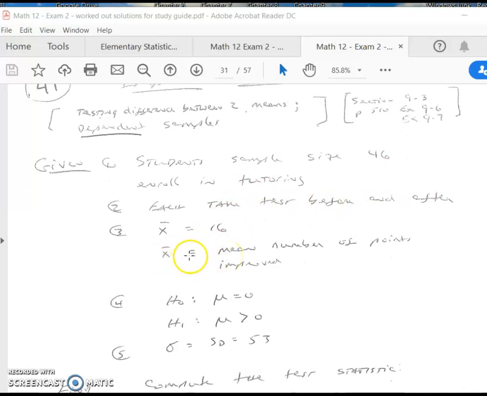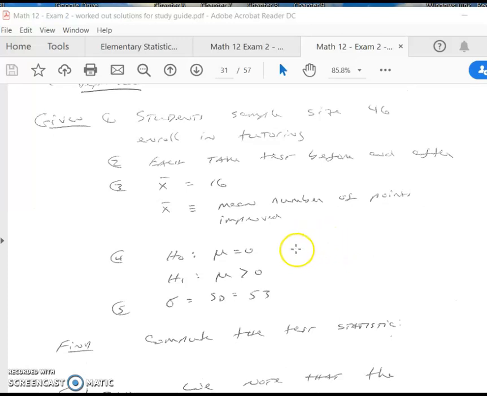Now, X bar, this symbol right here is a math symbol. It means defined. Instead of having 2 little lines or 2 little segments, you have 3. That means it's defined. So X bar is defined as the mean number of points improved. So that was previously what we called our D bar. Okay, I'm sorry for the difference.